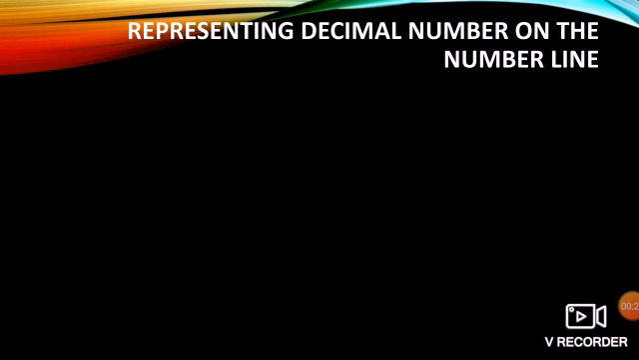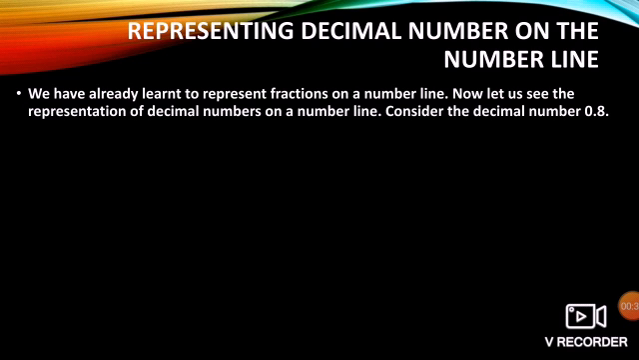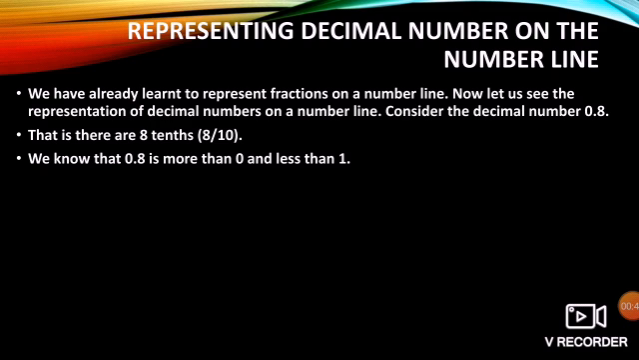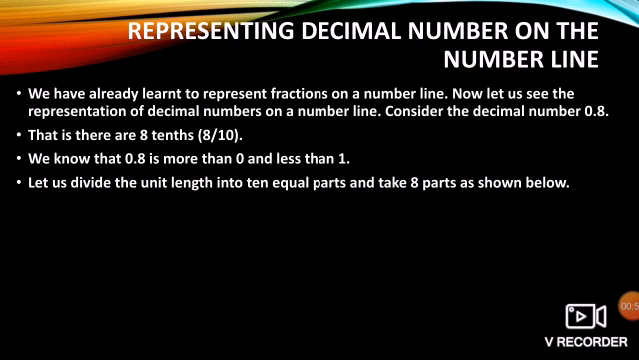We all know about the decimal number. Here, we need to represent a decimal number on the number line. We have already learned to represent fractions on the number line. Now let us see the representation of decimal numbers on a number line. For that, let us consider the decimal number 0.8. That is, there are 8 tenths. We know that 0.8 is more than 0 and less than 1.